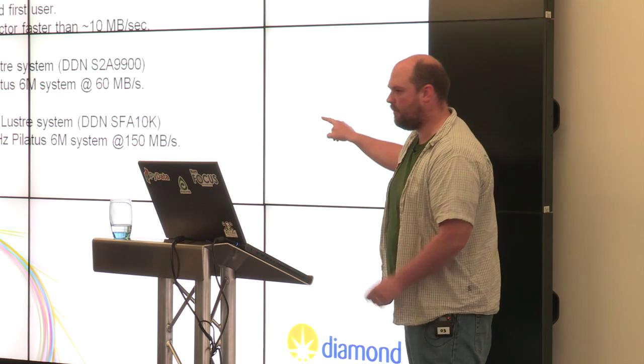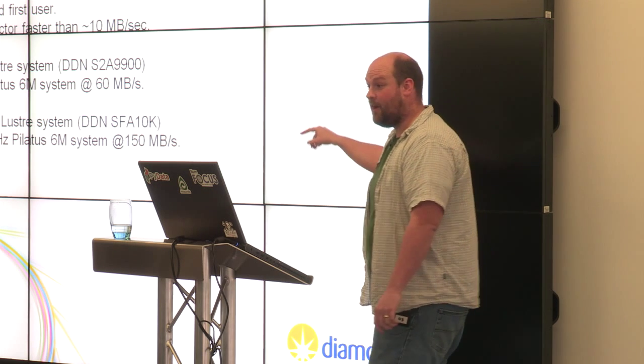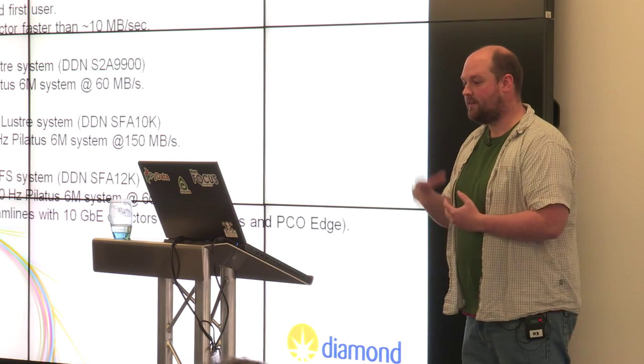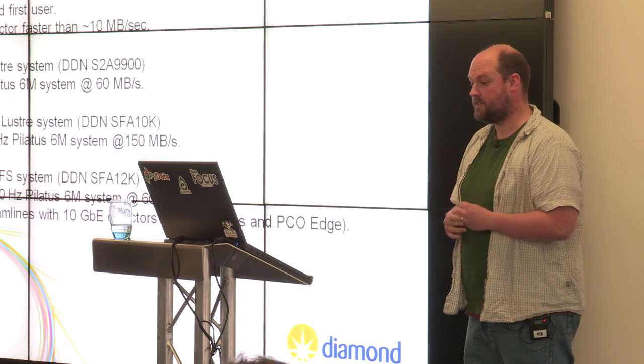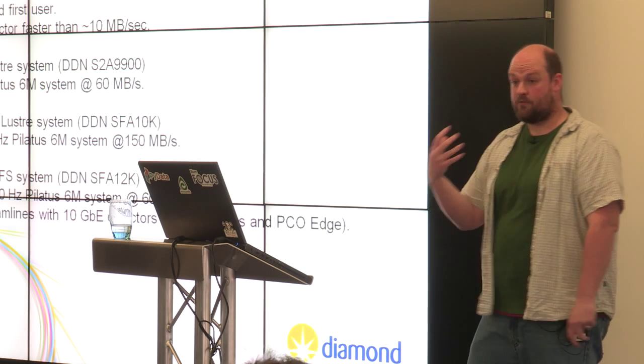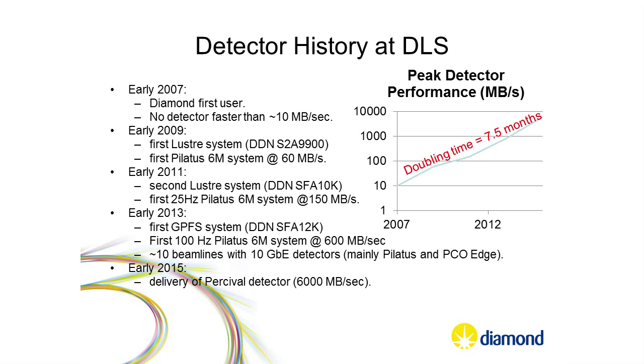Okay, so we're now no longer able to deal with this with 1 gigabit networking. We have to go to 10 gig networking for these pieces of equipment. In 2013, we've now got about 10 systems which have 10 gig links, and we've got 600 megabytes per second data collection systems. These can run almost continuously onto disk. And in 2015, we're looking at a new detector that can do 6 gigabytes per second.